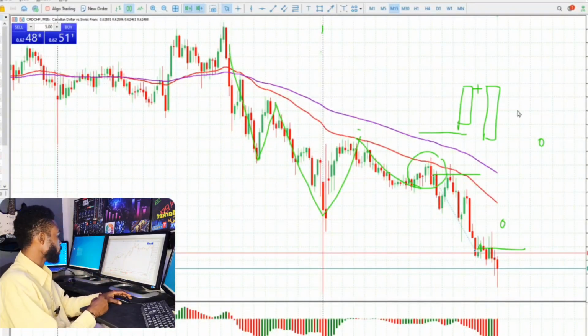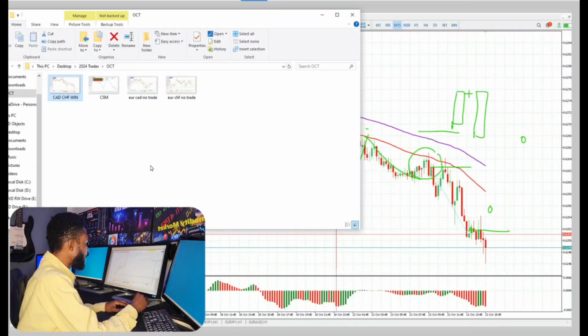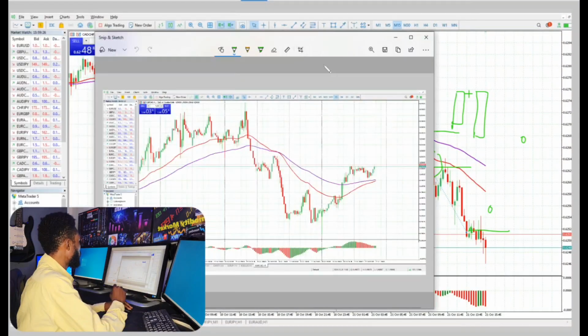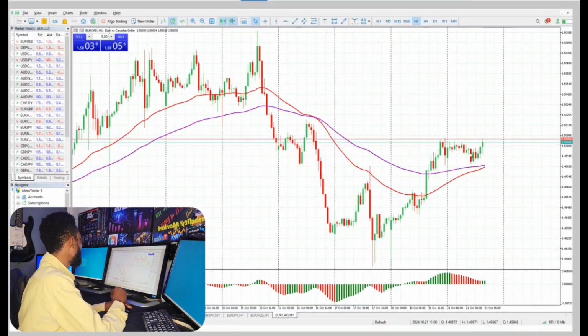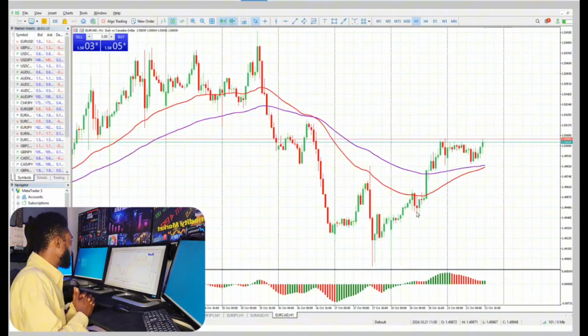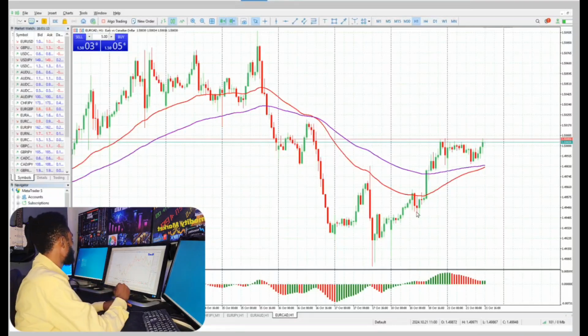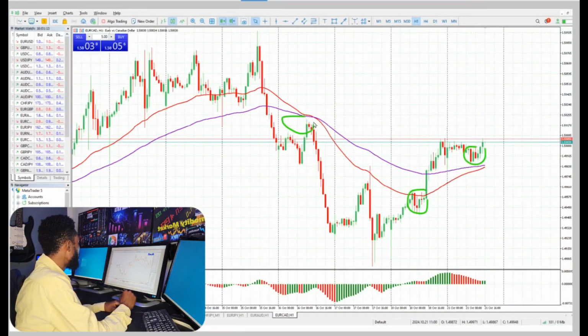Okay? Okay. So the next chart I was looking at was Euro card. And let me open this one too. Euro card. Okay. So this Euro card. And as you can see, where did I take the trade, guys? Where did I take the trade? Is it here? Is it there? Is it there? Is it there?